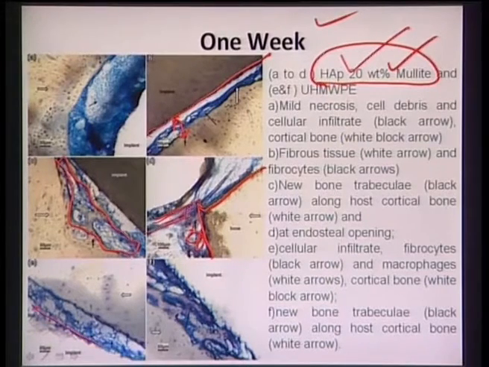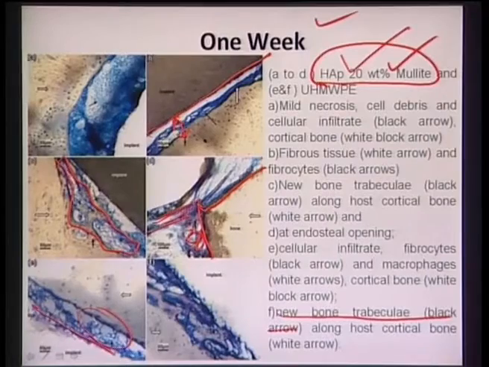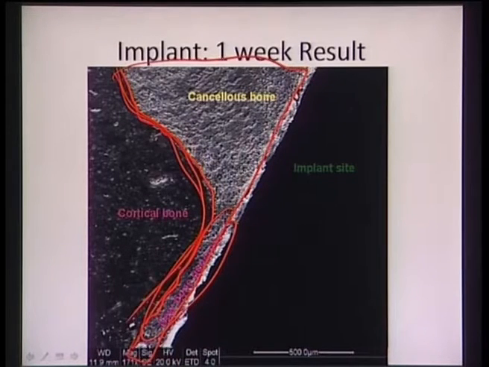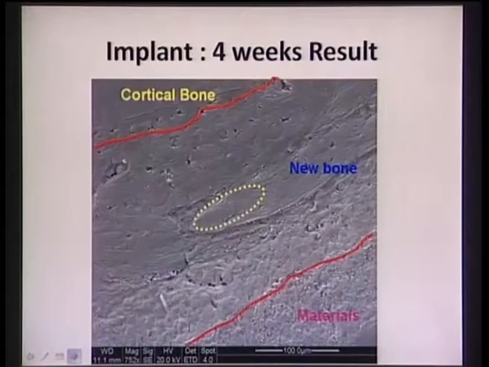And these are examples of neobone. This is the new trabecula, the black arrow, and trabecular means spongy bone, and that spongy bone structure you can see here is more like a porous structure. As you know, trabecular bone, spongy bone and cancellous bone are synonymous words; they carry the same meaning. Here you can see the cancellous bone that forms. This is the neo bone that is formed, this is the cortical bone, and this is the implant site. This is after 4 weeks.